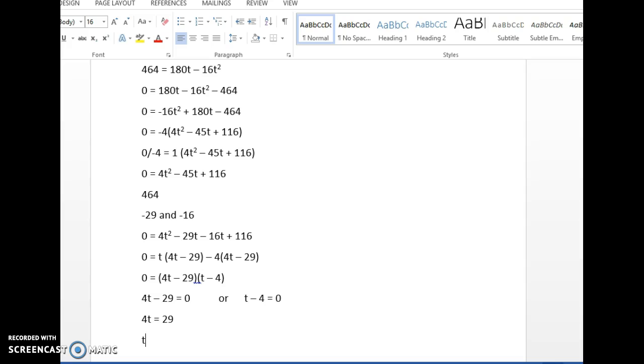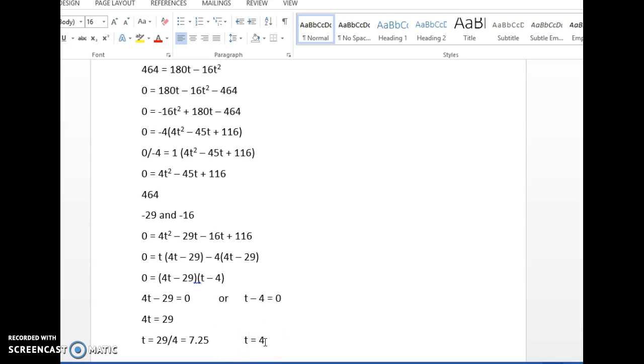So for this one on the left, we start out with 4t equals 29, and then we can divide each side by 4 to get t equals 29/4, which is also 7.25. And for this other one, it's a lot more straightforward. It's just t equals 4. And so we have two solutions to the equation.